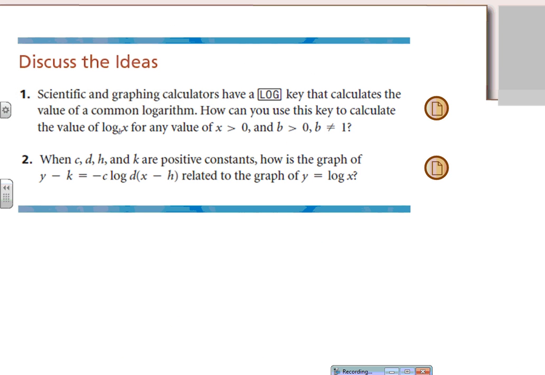Now the two different things that we did this lesson is we first looked at how to change the base, but we can use the calculator log button. And the second thing we looked at was those transformations. So answer those two questions up for yourself.